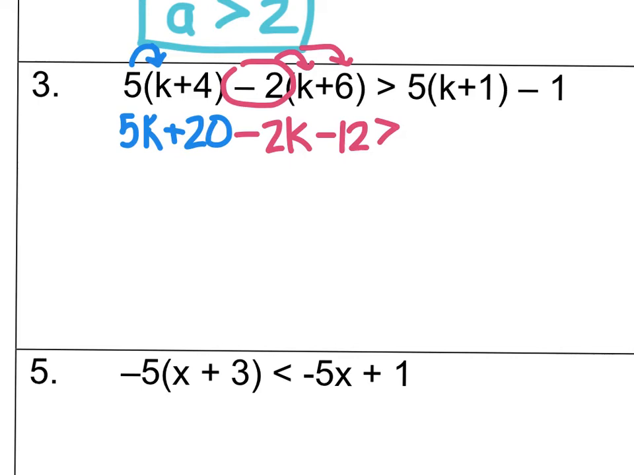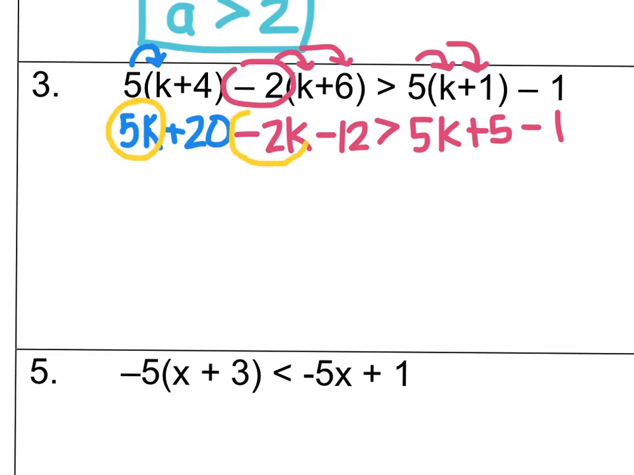We have another 5 over here to distribute. So we'll have 5k plus 5. And we don't distribute to the negative 1. It is outside of the parentheses. Before we move on to solving the inequality, I suggest you take a moment to combine like terms. So we have 5k and negative 2k. That would be 3k. We have 20, and notice it is negative 12. Or 20 minus 12. That would be 8.